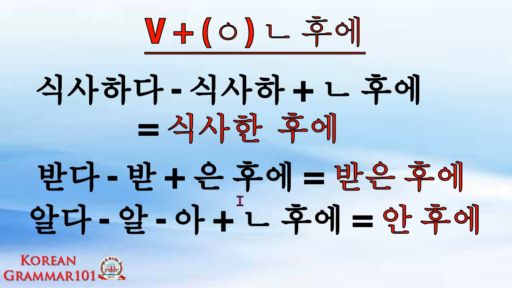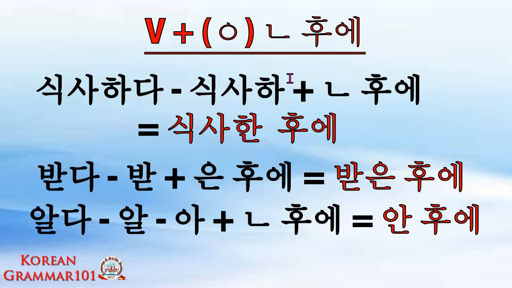For verbs with 은 or ㄴ 후에, we need to consider three factors. Okay, so what are those? Let's learn. Number one, 식사하다. The first example of our verb here is 식사하다. 식사하다 is a verb that means to eat. So we need to drop the 다 first, same as our previous examples with verbs. Then the remaining word now is 식사하.